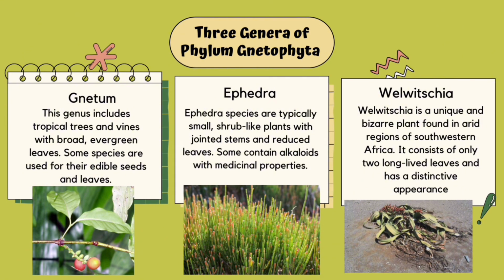The first one is Gnetum. This genus includes tropical trees and vines with broad evergreen leaves. Some species are used for their edible seeds and leaves. Second is Ephedra. Ephedra species are typically small, shrub-like plants with jointed stems and reduced leaves. Some contain alkaloids with medicinal properties.